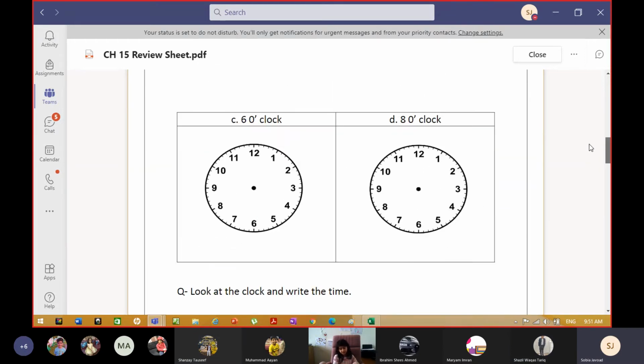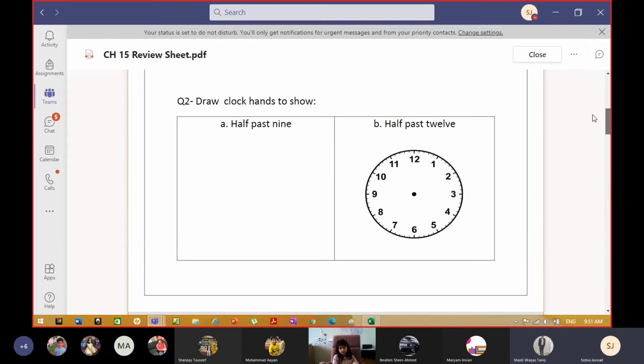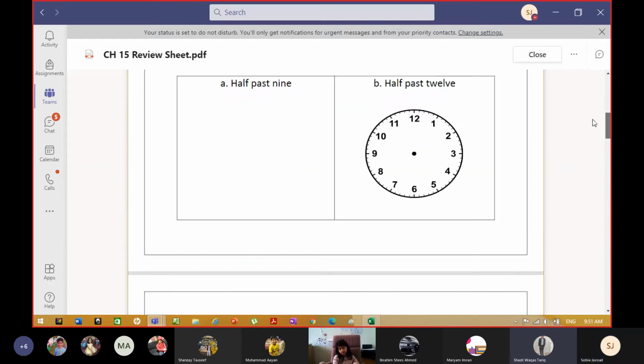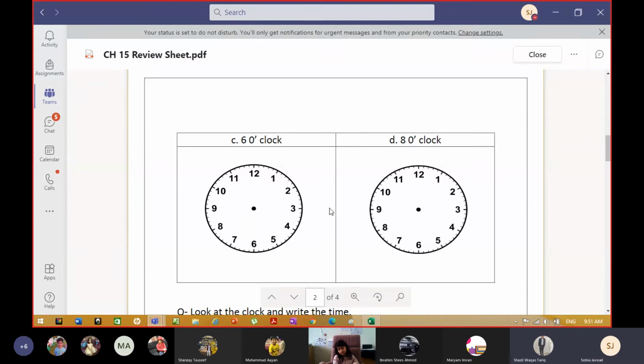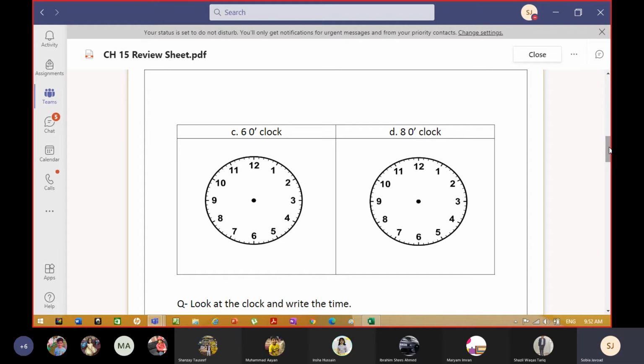Now, do one thing, everyone. Open the copy. Write down the name of the worksheet and draw a clock to show 6 o'clock and 8 o'clock. So put something round near you to draw a circle, and show the time 6 o'clock, 8 o'clock, and there will be one more clock. So we have to finish this. Let's start the written work.